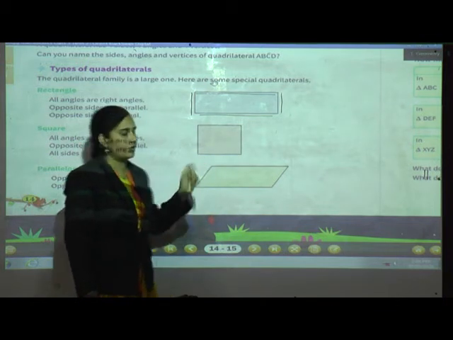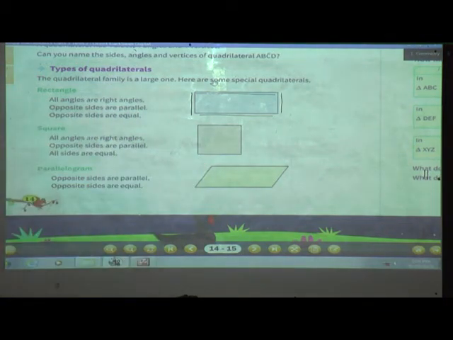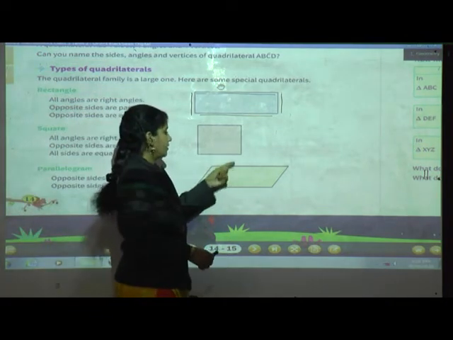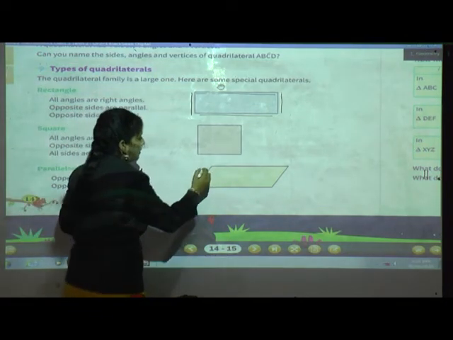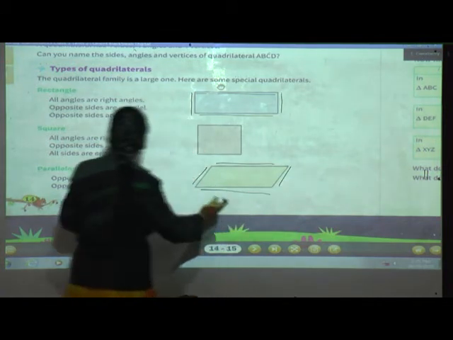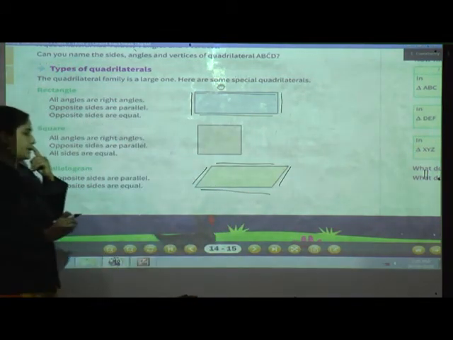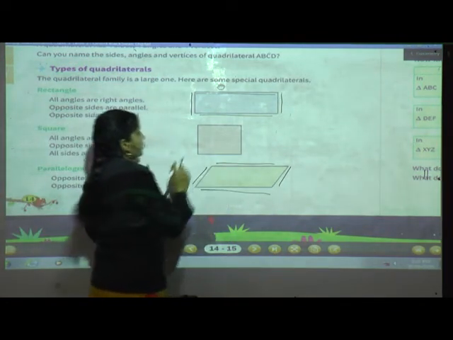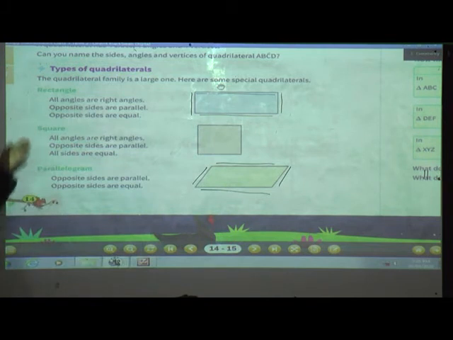Now parallelogram. See, parallelogram. Here opposite sides are parallel, same as rectangle, and even opposite sides are equal. Opposite sides are equal in length. Then what is the difference between rectangle and parallelogram? Okay, I will tell you.